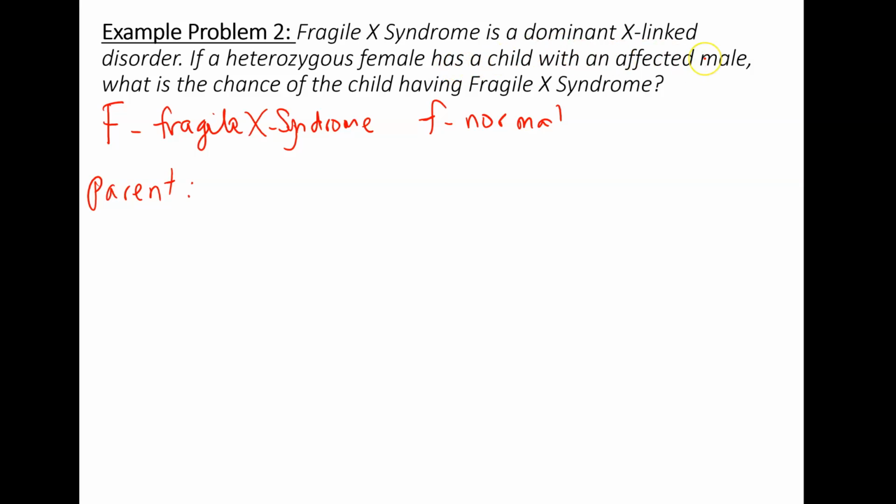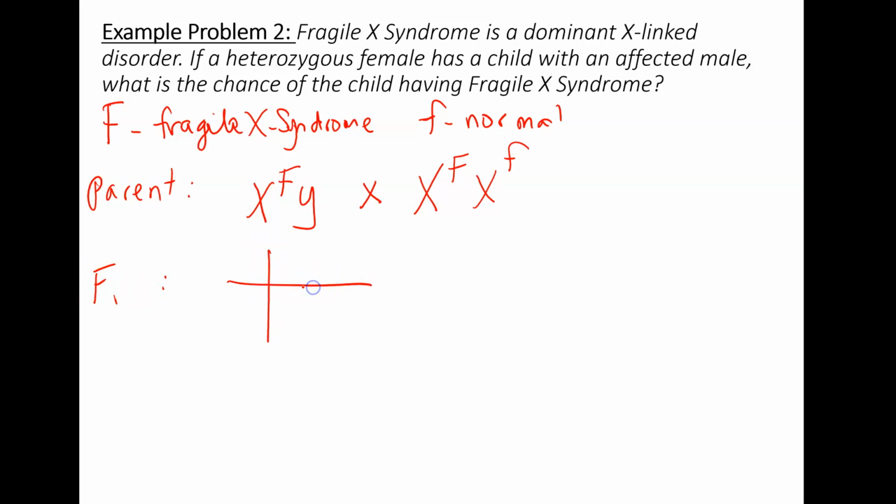Heterozygous has a child with an affected male. So let's just do the male first. If the male has the big F, he's affected, times the heterozygous female. So she's got big F and small f. Okay. So let's do the F1 generation. This is where we have to do the cross.